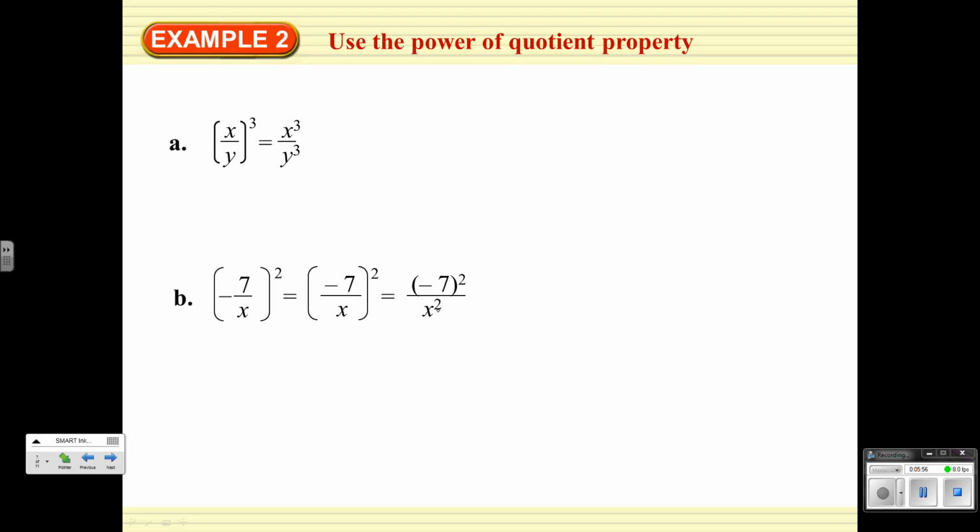And now I'm going to evaluate this negative 7 squared, which negative 7 times negative 7 is positive 49, all over x squared. Can't simplify that any further. Okay, at this point I can't simplify any further.